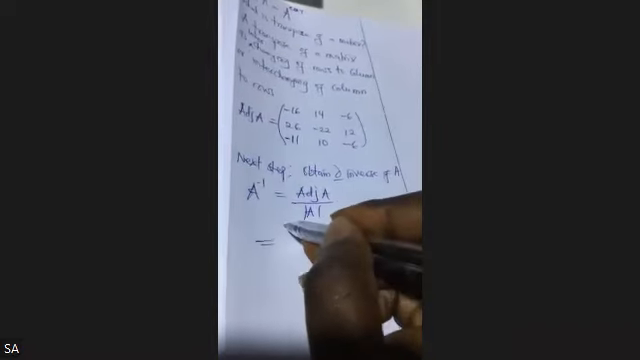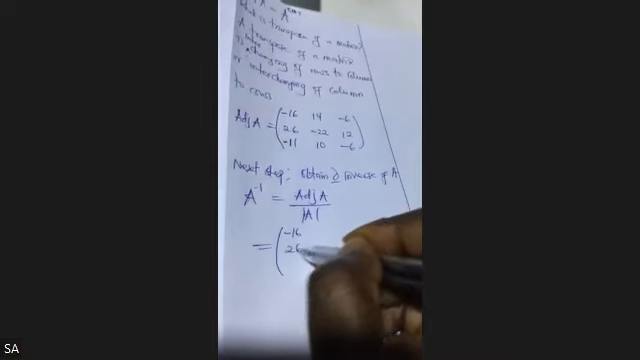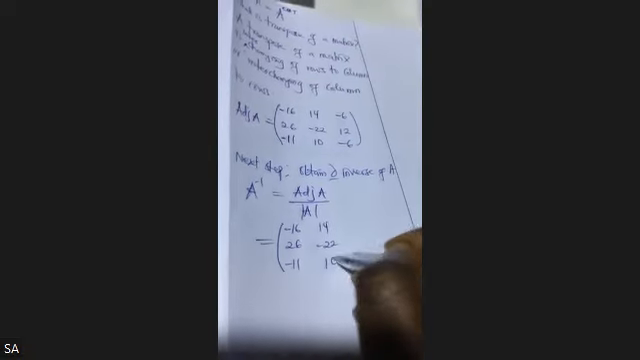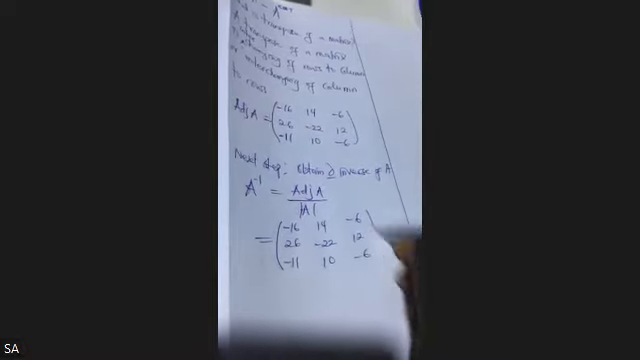Take note of this, we have minus 16, 26, minus 11, 14, minus 22, 10, minus 6, 12, minus 6. So you now divide it by what? By 6. This is actually the inverse of the matrix.